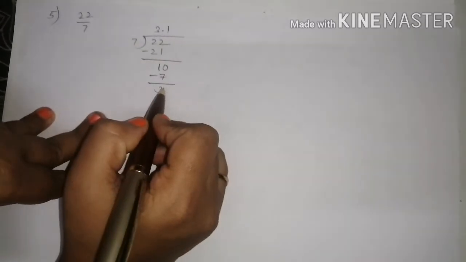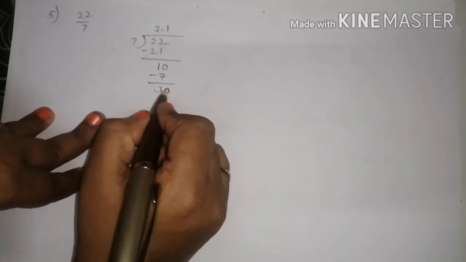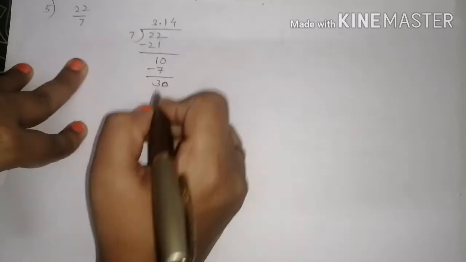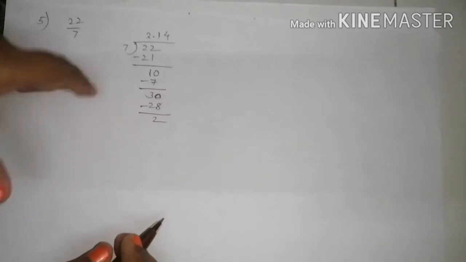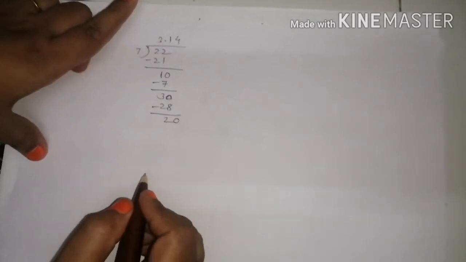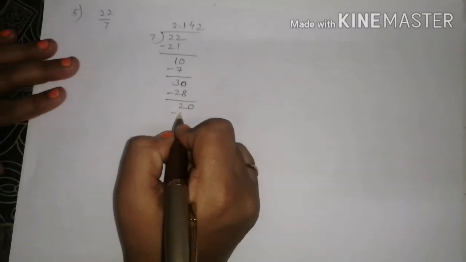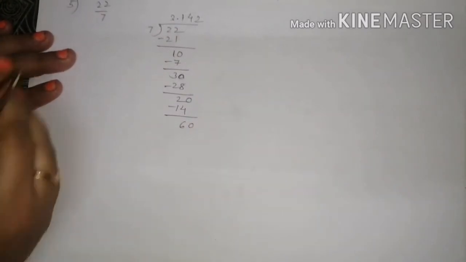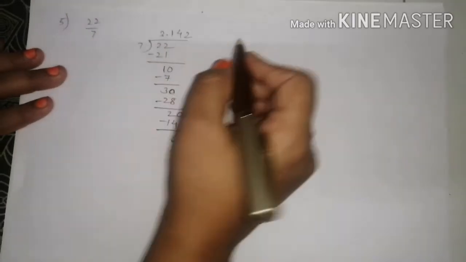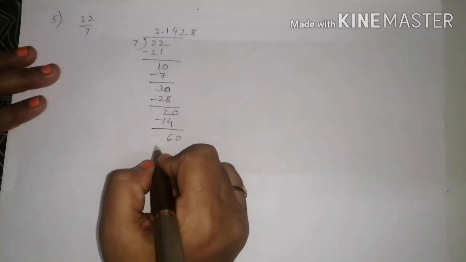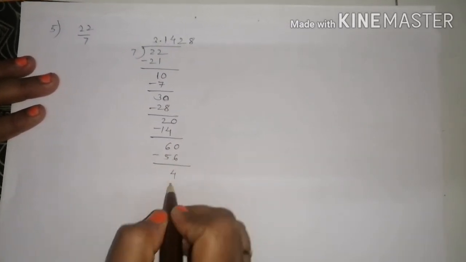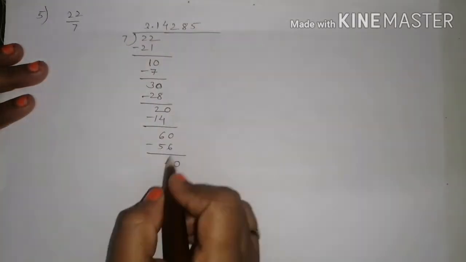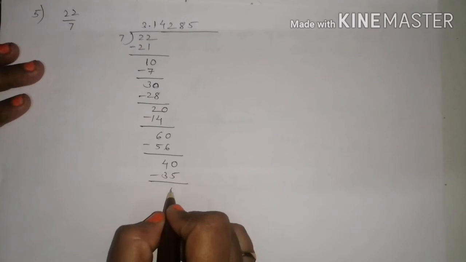Already the point is taken. Borrow the 0. Now nearest to 30, 7 fours are 28. So 30 minus 28 will give you 2. Already the point is taken, borrow one more 0. 7 twos are 14. 20 minus 14 is 6. Go on borrowing. 60. So 7 eights are 56. 60 minus 56 is 4. Borrow the 0. 7 fives are 35. 40 minus 35 is 5.